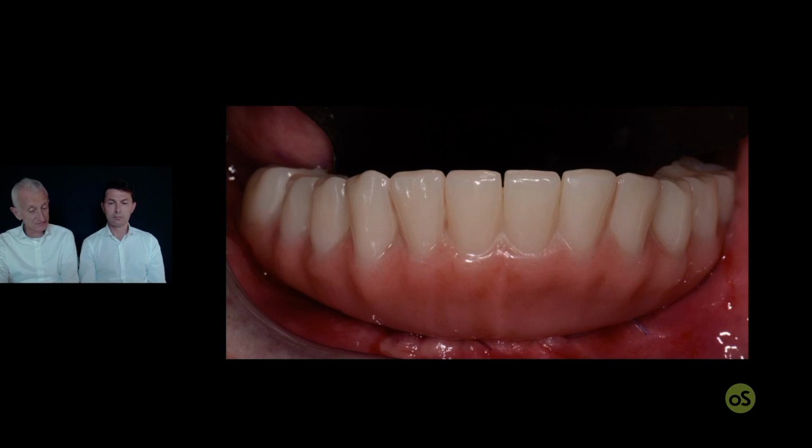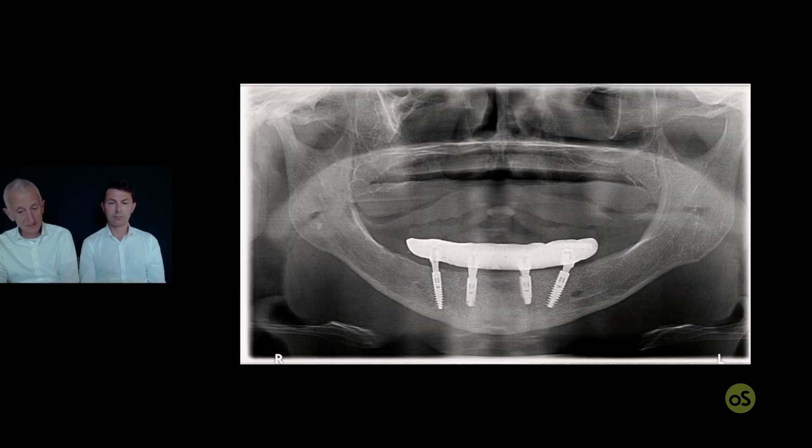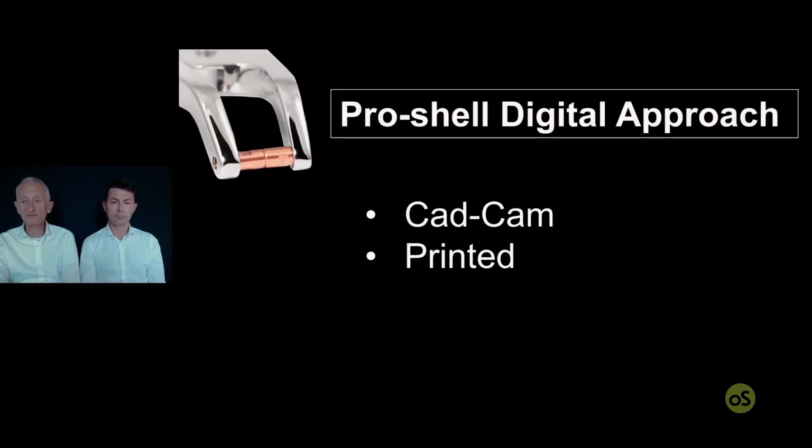So this is more or less everything for this lesson today. We have seen some of the steps that will bring you to the construction of a digital shell for bridge and for full arches. We have discussed some of the different materials and some of the different indications.